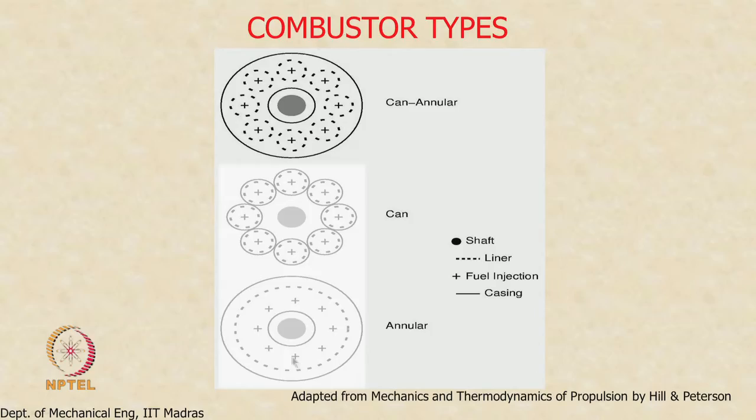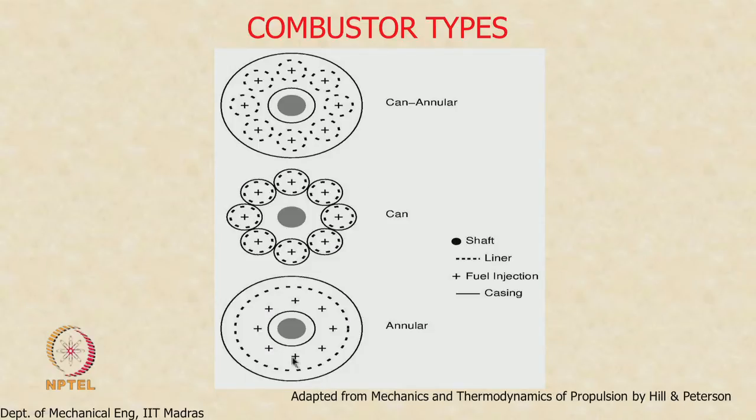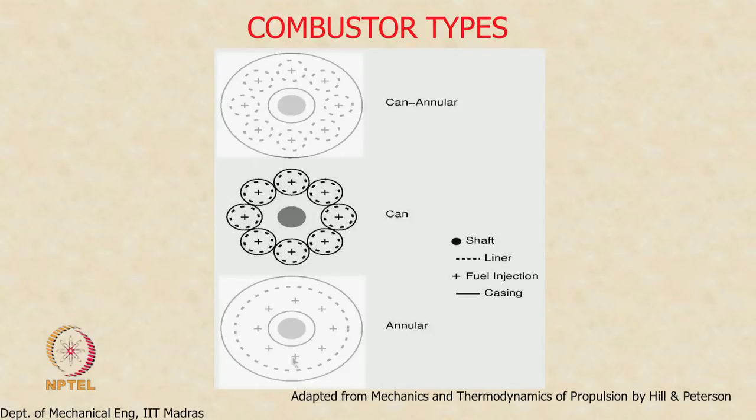Now the can annular combustor is a hybrid of the can and the annular. Here you can see that it has a single outer case, like the annular combustor, and it has multiple fuel locations like the annular combustor, but each one of the fuel injectors is surrounded by a liner like a can combustor. Since each one does not have its own casing, the casing is common, but they have separate liners and are separated by liners.